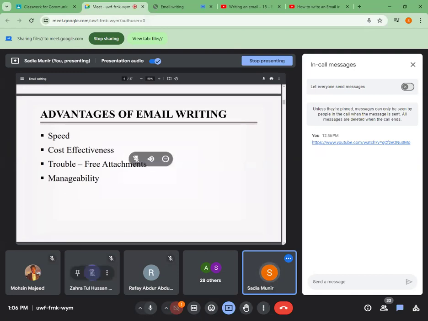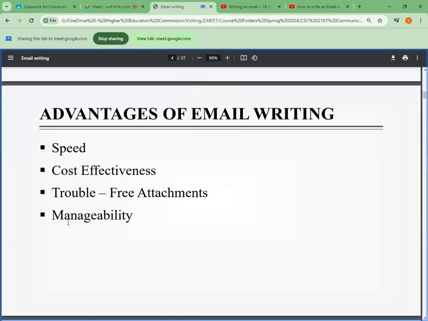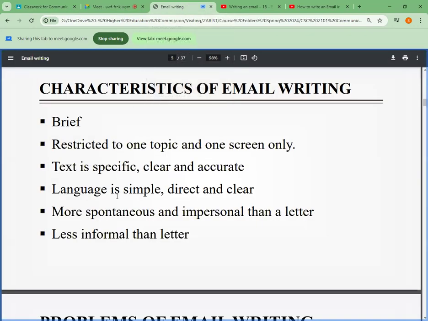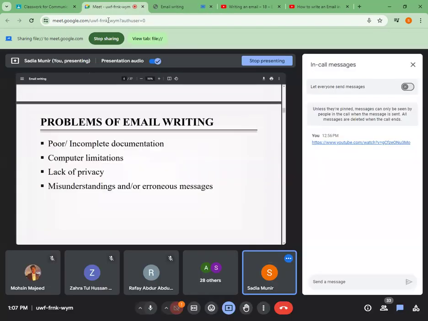So advantages of email could be that it has much speedy recovery, free attachments could be there, cost effective, etc. As far as characteristics are concerned, briefness is there, conciseness is there. We are restricted to one topic and screen only. Okay, text is specific, language is simplified for all kinds of people. It's direct and clear. We use text in a very accurate and clear manner so that our message is put across. Less informal than letter, more spontaneous and impersonal than a letter. Okay, और ये भी कंफर्मेशन हो जाती है कि ईमेल वहां पहुंची है कि नहीं, बिकॉज हमारे पास ऐसे सर्वर्स हैं.